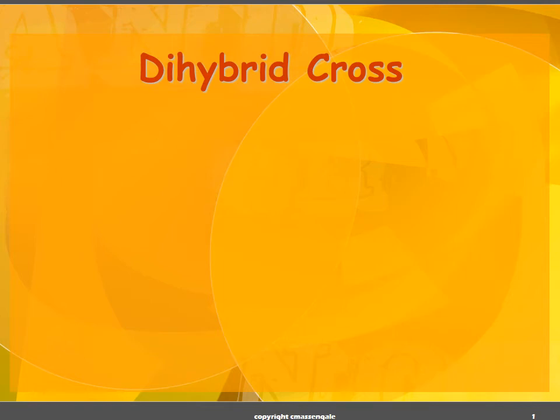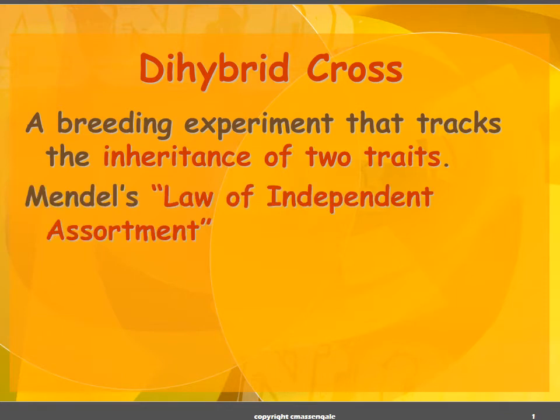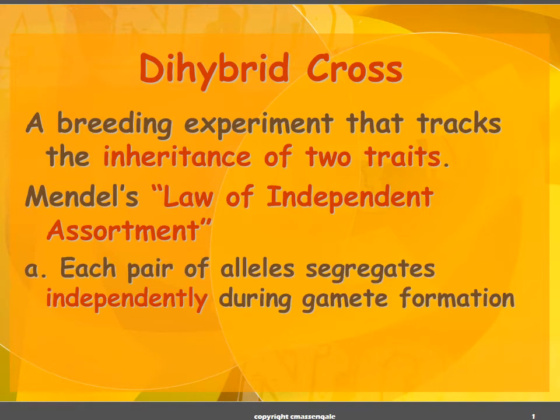Right, in today's lecture we're going to be talking about dihybrid crosses. A dihybrid cross is a breeding experiment which tracks the inheritance of not just one, as we would in a monohybrid cross, but two heritable traits. And this is very important for allowing us to understand Mendel's law of independent assortment, so law of mixing.